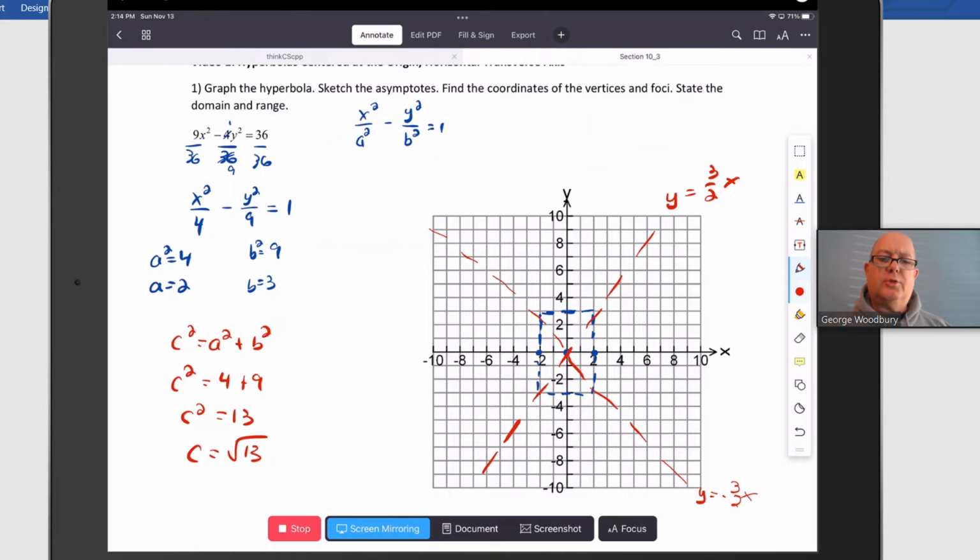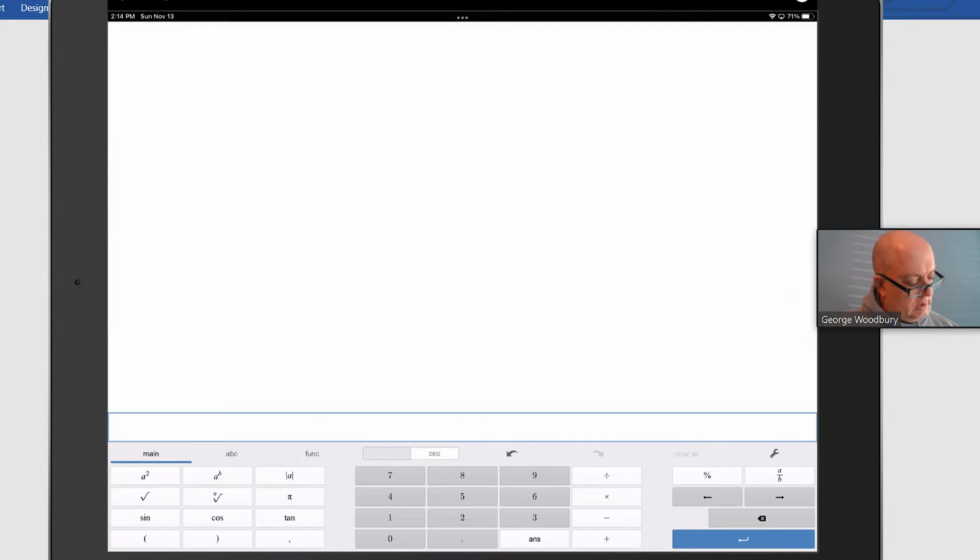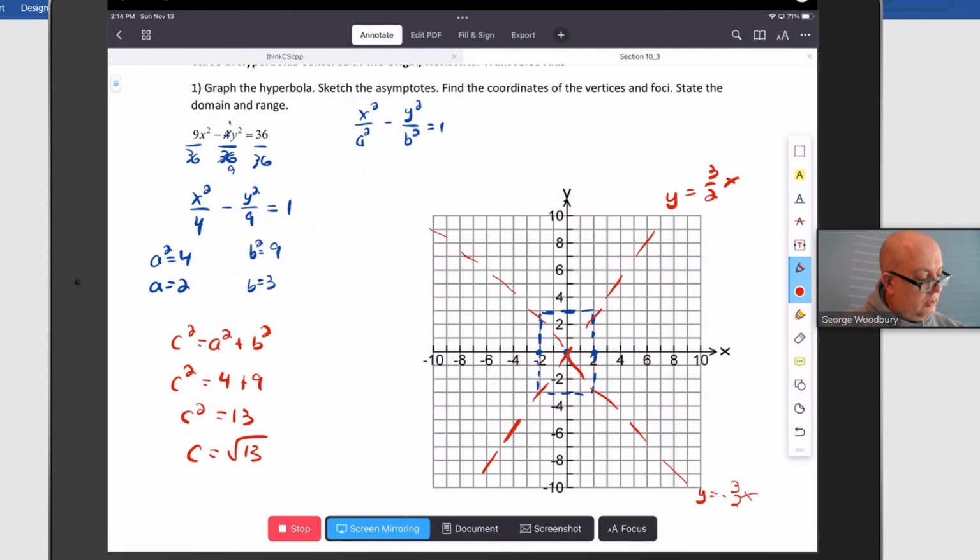So we know that's between 3 and 4. Let's get a value for that. Square root of 13 is about 3.6. So 3.6 to the right and 3.6 to the left. Those are the two foci.